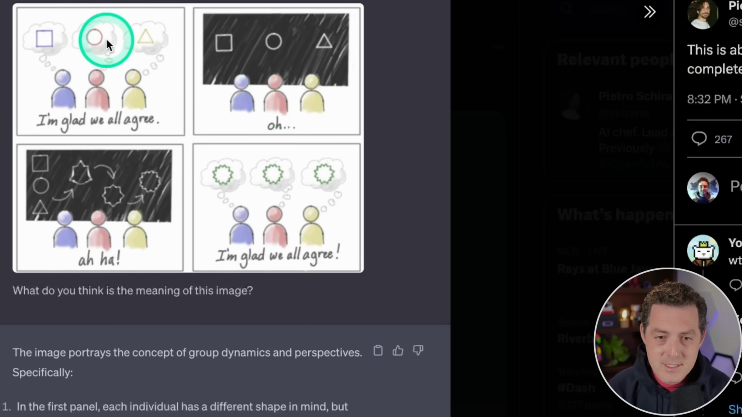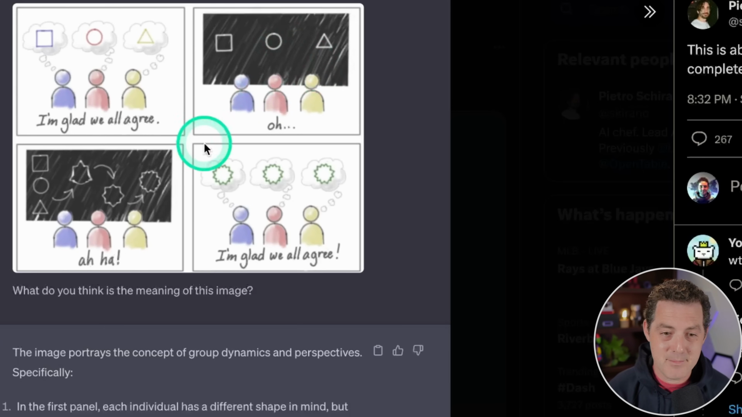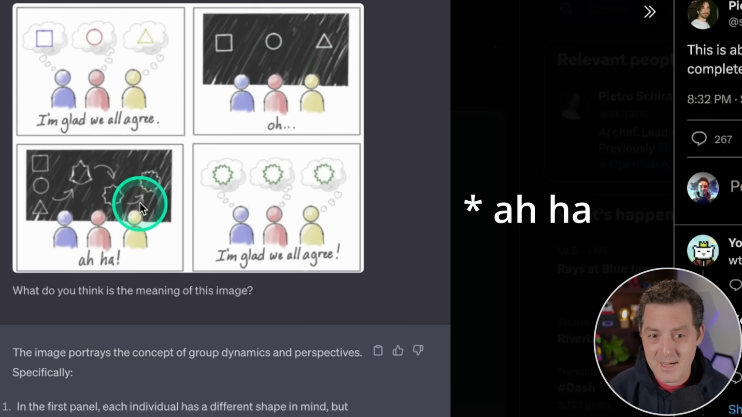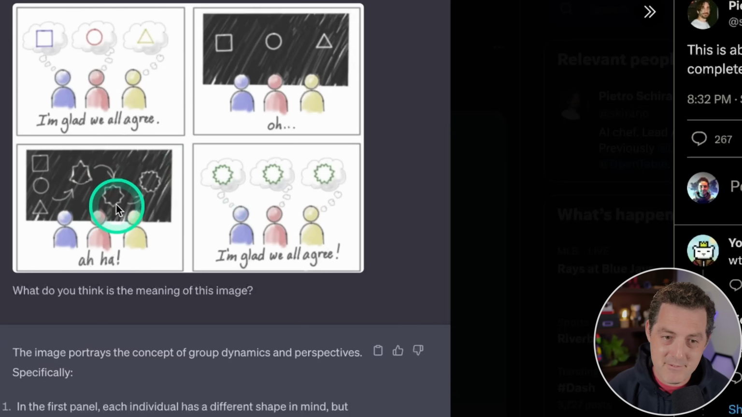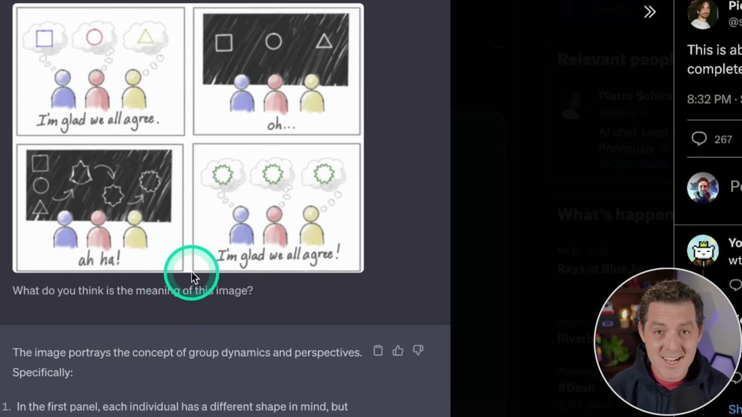Now, in this first example, we have a 4-panel kind of cartoon with a little bit of dialogue. In the first panel, it says, "I'm glad we all agree," and 3 people are thinking 3 different things. Then it looks like they're putting it on a blackboard and they realize that they're not thinking the same thing. The third panel says, "haha," and then in the last one, "I'm glad we all agree," and basically they've come to this middle ground conclusion. And all that was asked, what do you think is the meaning of this image? So ChatGPT read the image and knew exactly what it was.